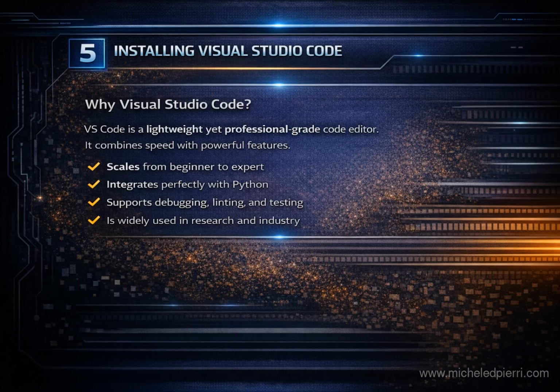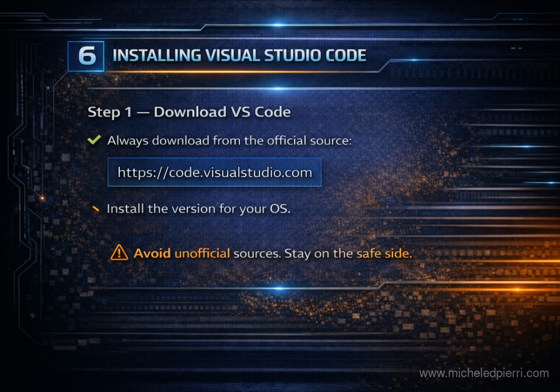With Python installed, we need a place to write code. We've chosen Visual Studio Code because it's lightweight, yet professional grade. It scales perfectly from your first script to complex industrial projects, and its integration with Python is second to none. Head over to code.visualstudio.com to download the version for your operating system. As with Python, stay on the safe side and only use the official source to ensure you have the latest security updates.